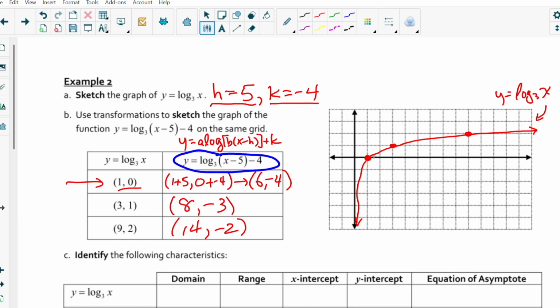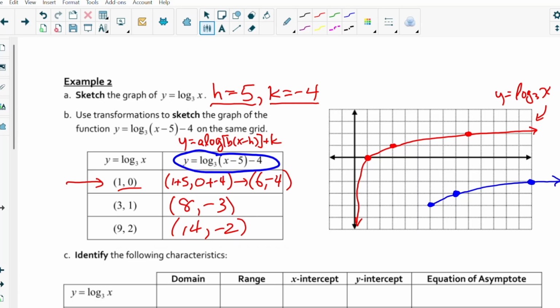So I got (6, negative 4): 1, 2, 3, 4, 5, 6. Then (8, negative 3), and (14, negative 2): 9, 10, 11, 12, 13, 14. Okay, and a nice smooth graph. I'm going to stop there.